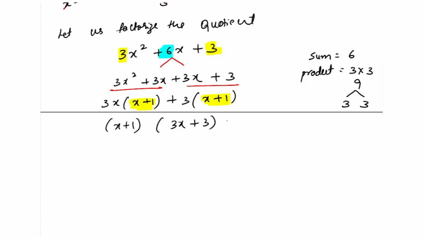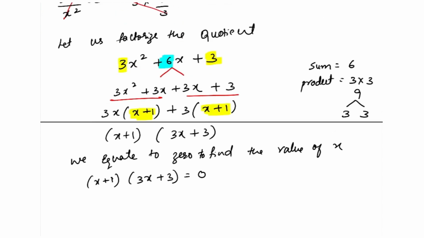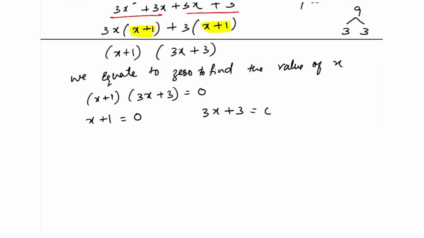Now we equate to 0 to find the value of x. So x plus 1 and 3x plus 3 is equal to 0. Since this is a polynomial, to find the roots or the zeros of this polynomial we'll equate to 0. Now x plus 1 is equal to 0 and 3x plus 3 is equal to 0.